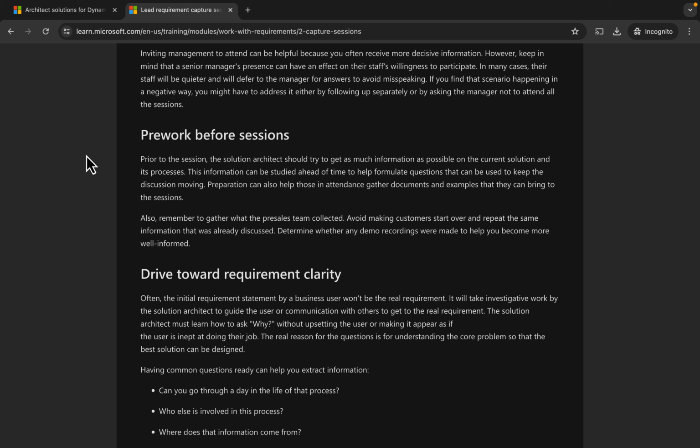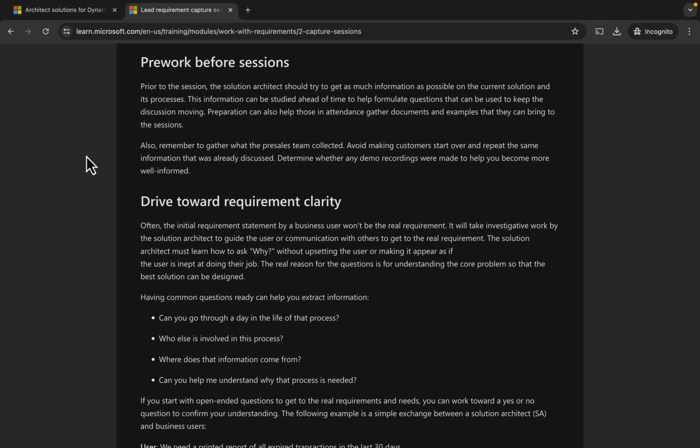Inviting management to attend can be helpful because you often receive more decisive information. However, keep in mind that a senior manager's presence can have an effect on their staff's willingness to participate. In many cases, their staff will be quieter and will defer to the manager for answers to avoid misspeaking. If you find that scenario happening in a negative way, you might have to address it either by following up separately or by asking the manager not to attend all the sessions.